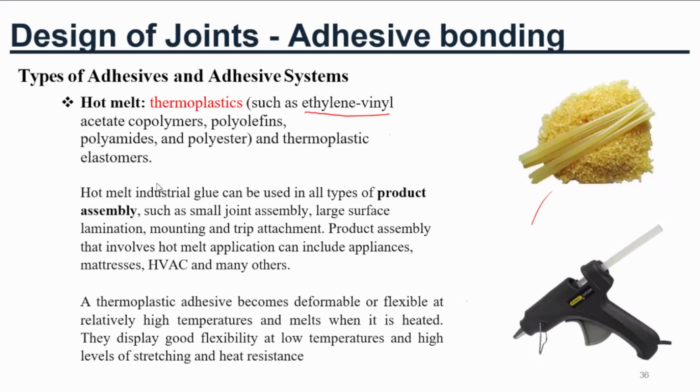So here you can see a glue and glue stick. These are glue sticks. This is the glue gun. This is a good example for this adhesive. Here, hot melt adhesive. It becomes soft and flexible at high temperature. Then after cooling, this will become solid material.